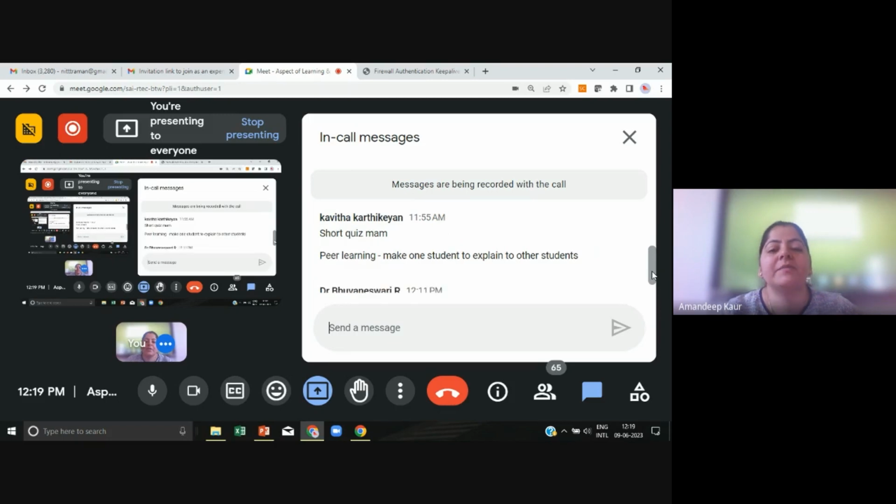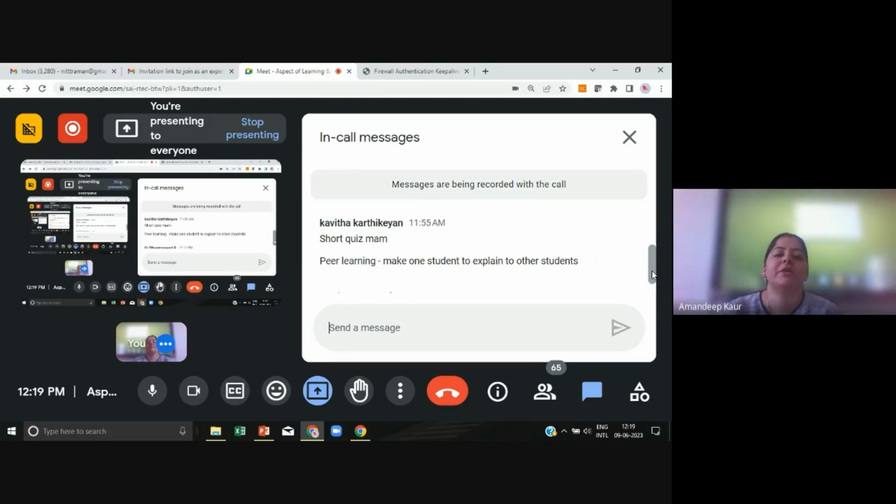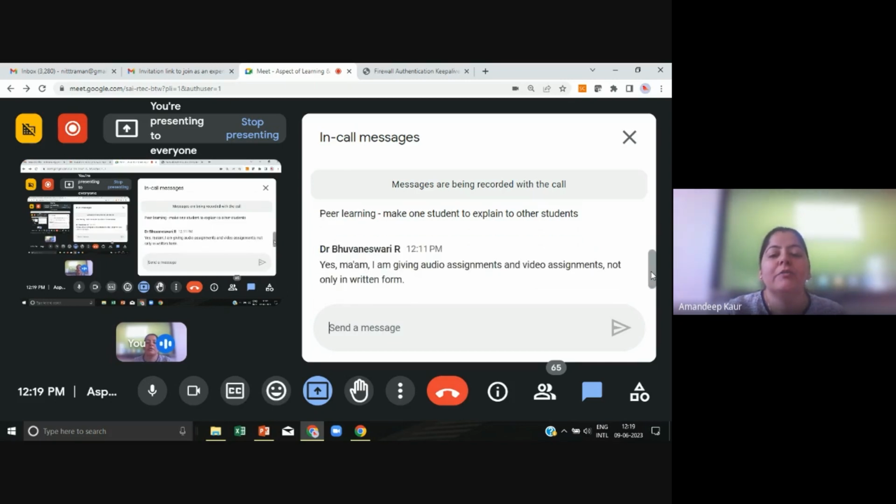So Kavitha ma'am said when it comes to collect information or gather information as far as assessment activity is concerned, either they organize a short quiz, peer learning, make one student to explain to the other student. Dr. Bhuvneshwari R said audio assignment and video assignment, not only in the written form. So thank you very much ma'am for your input. Other than that, if you have any question, you are requested to kindly unmute and ask.